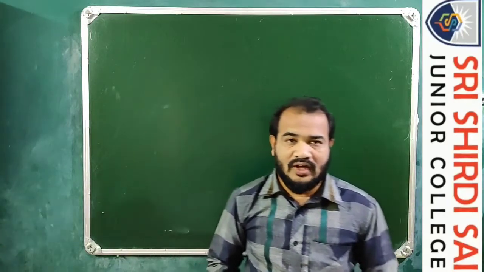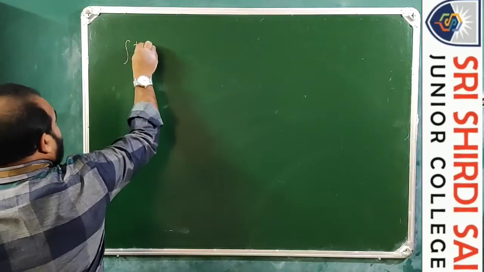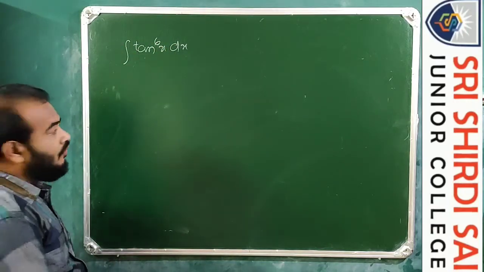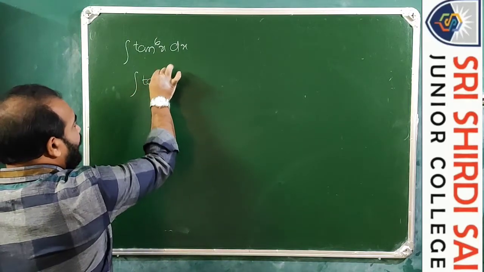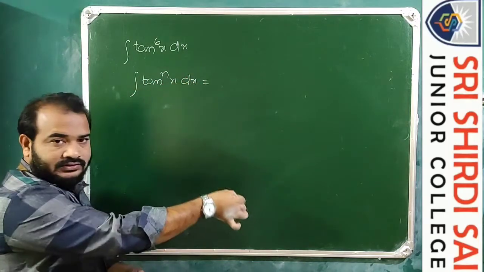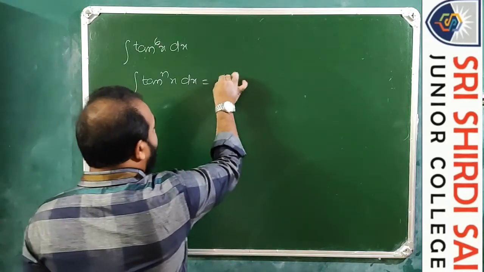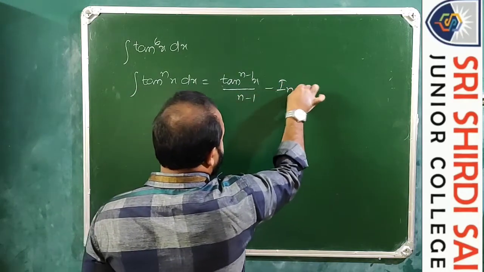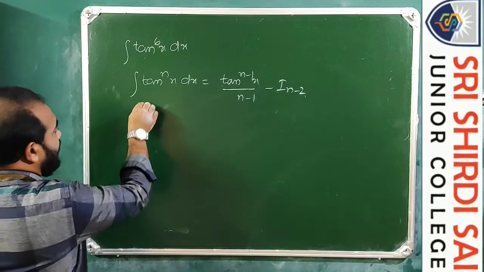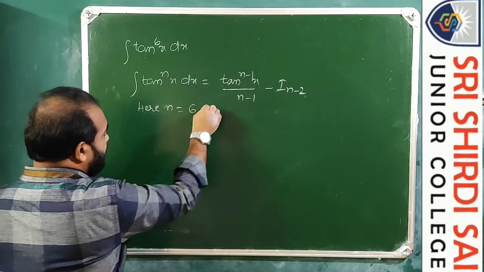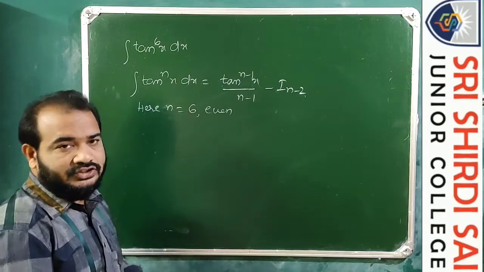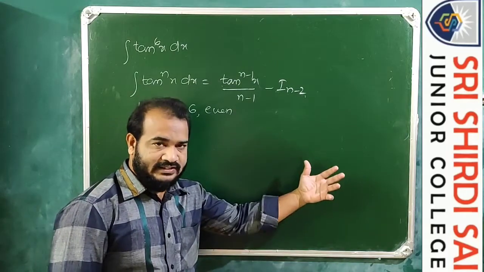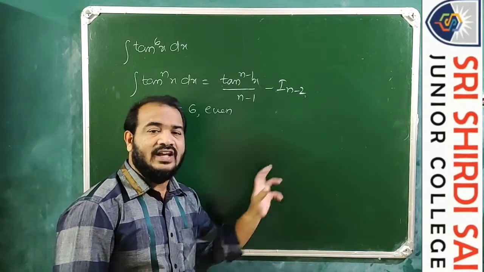If we are asked to evaluate integral tan power 6x dx, what is the reduction formula for tan power nx dx which we have derived right now? Tan power n minus 1x by n minus 1 minus I n minus 2. Here n equals 6, which is even. That means after successive reduction we will obtain I naught, and you know I naught is integral tan power 0x dx. Anything to the power of 0 is 1, so integral 1 dx, which is x.